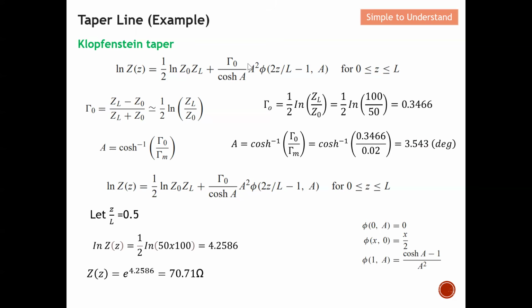I'm also able to find the A squared term. I'll come to how to find this later on. So basically this is the general equation. I need to let my ZL equal 0.5. Once I know ZL is equal to 0.5, this term here, which is half in, which is 50 multiplied by 100, I calculate, which is equal to 4.2586.